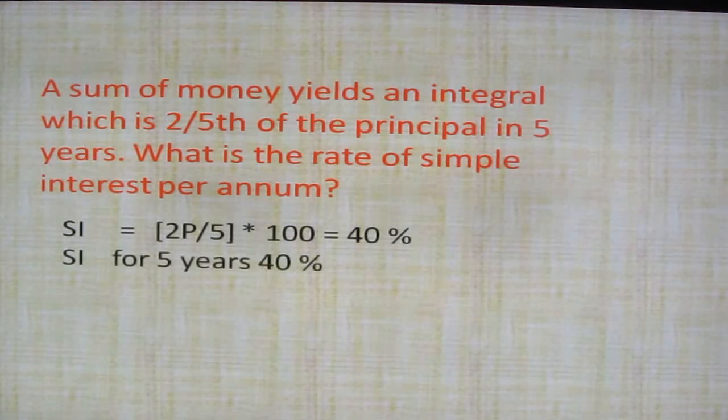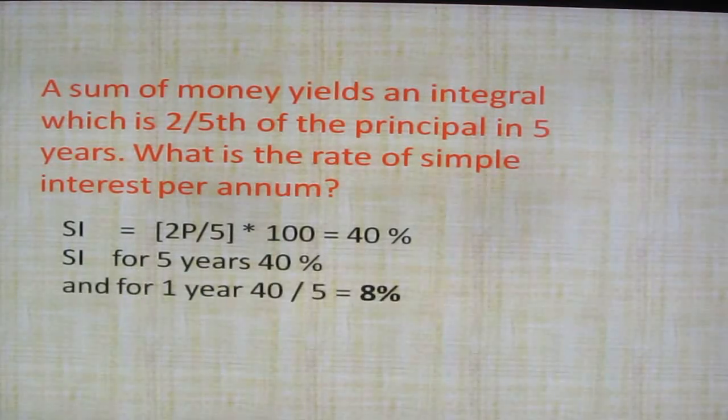In 5 years 40%. That means in 1 year it is 40 by 5. What is 40 divided by 5? 8%. So interest for 1 year will be 8%. Since it is simple interest, it is so easy.